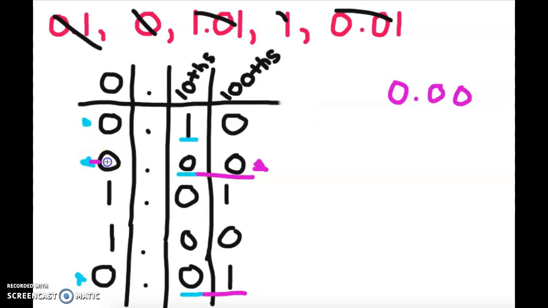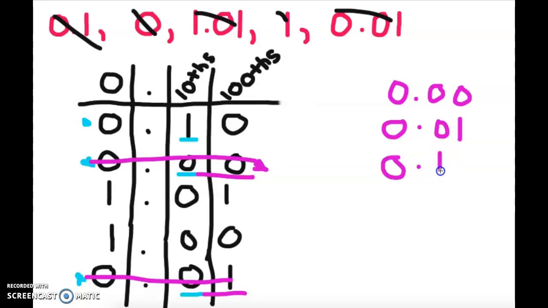Okay, so that one is done. Because the last number we were comparing this one to was this one, we know that that one becomes next in our order from least to greatest. So here we have 0.01 next in our order. Cross that one off. And since this is the last number we were comparing with 0 in the ones place, we know that this one will come next. So over here, we're going to list 0.10. Those are the ones we started with.